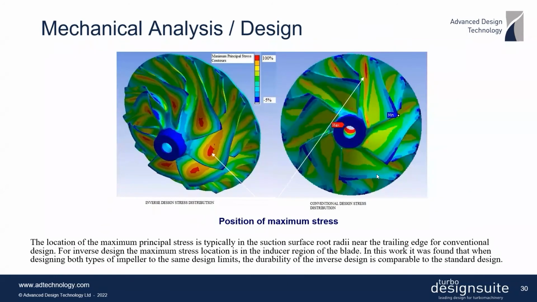So some detailed stress analysis was also done because the resulting impeller was 3-dimensional. And upon the stress analysis, it was found that the maximum stress was quite similar between the conventional and the inverse impeller. Just the location of the maximum stress was different. So in the original impeller, it was happening somewhere near the hub, whereas here it's happening kind of in the middle of the blade. But in terms of reliability, there was actually no difference between these two impellers.